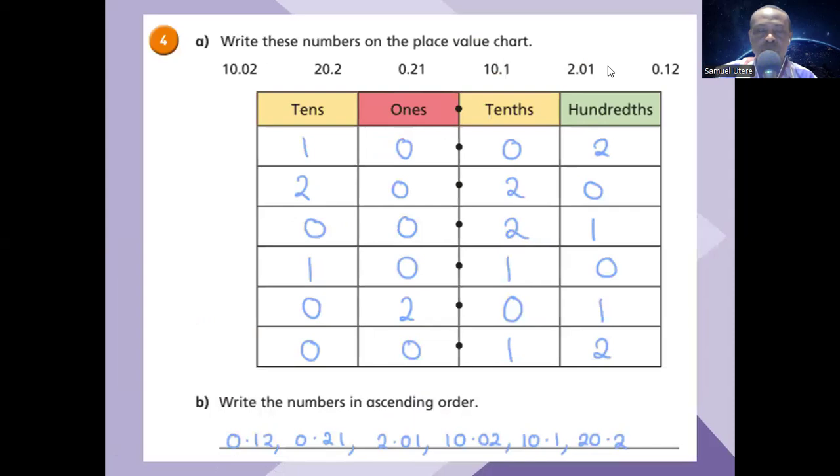And here for question 4, you were asked, write these numbers on the place value chart. Okay, so on the place value chart, by now you should know how to use the place value chart and how to position the numbers. And then if we are to write the numbers in ascending order, ascending means from the lowest to the highest. Okay, increasing, ascending means increasing. So here are the numbers.